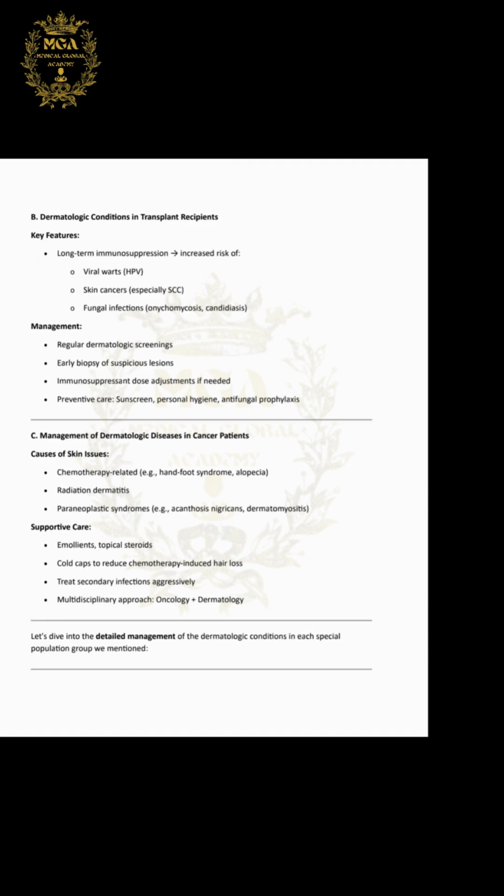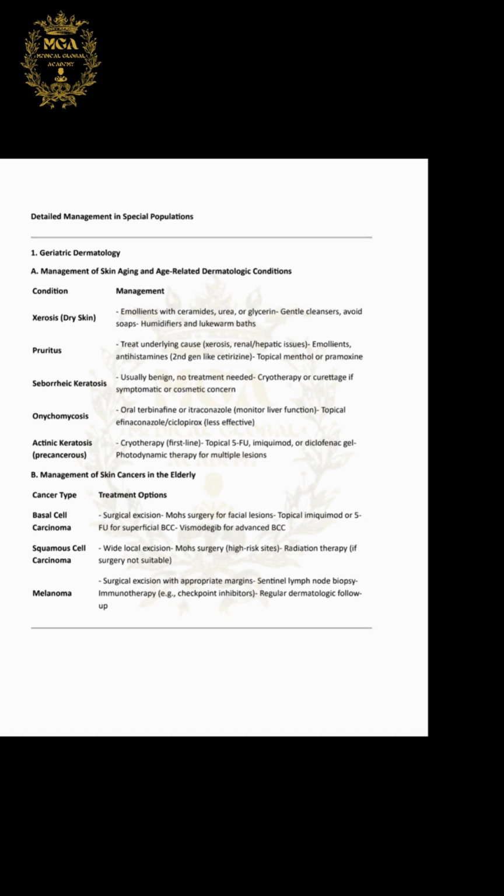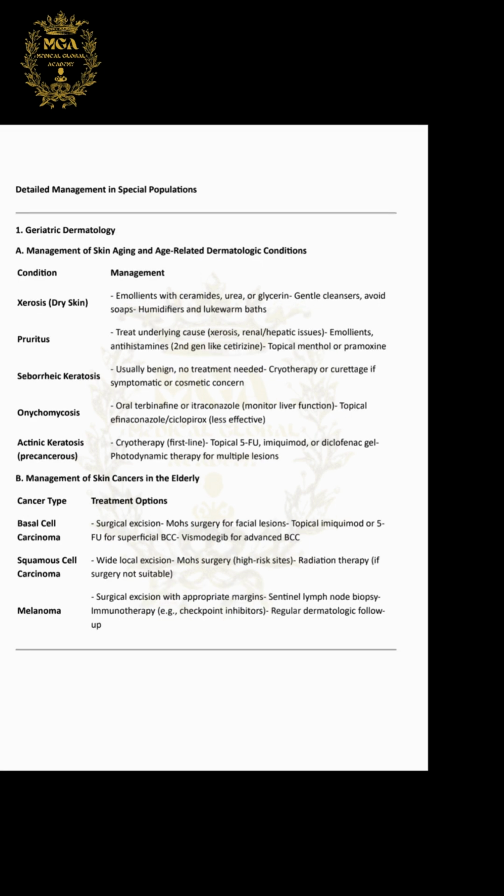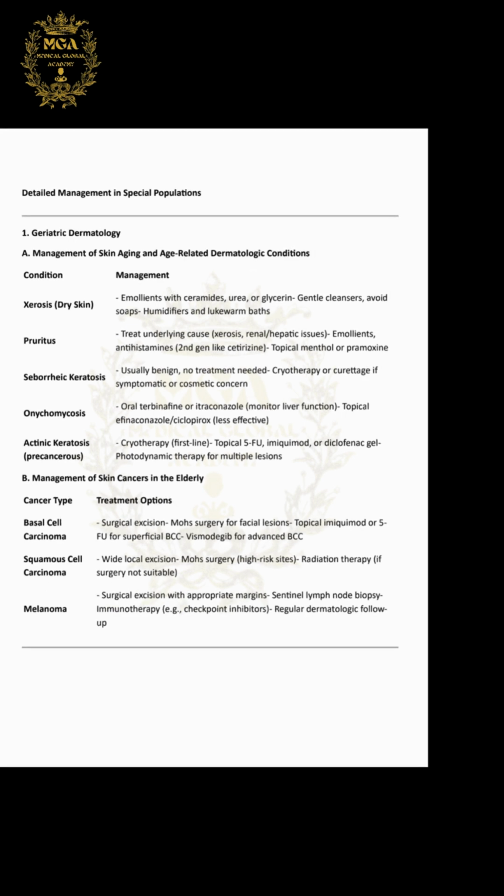So let's dive into the detailed management of dermatological conditions in each population group we have mentioned. Now, first for geriatric dermatology, conditions like xerosis I have elaborated a little earlier. Implement creams like urea or glycerin, use a gentle cleanser, avoid soap and humidifier, and always bathe with lukewarm water. And for pruritus, treat the underlying cause like xerosis, renal or hepatic issues, and you can topically apply emollient and oral antihistamine, like second generation or third generation. Topical menthol or pramoxine is also used in some pruritic conditions.